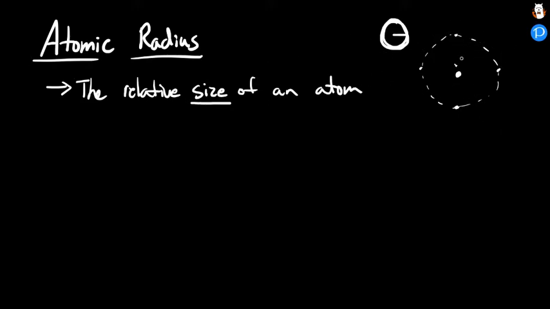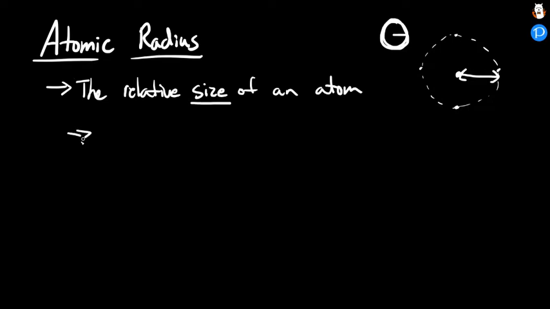Now, the size, or the radius, which would be from here to here, is going to change based on a couple of different things. There are actually some trends that we see in the periodic table as far as the size of atoms.